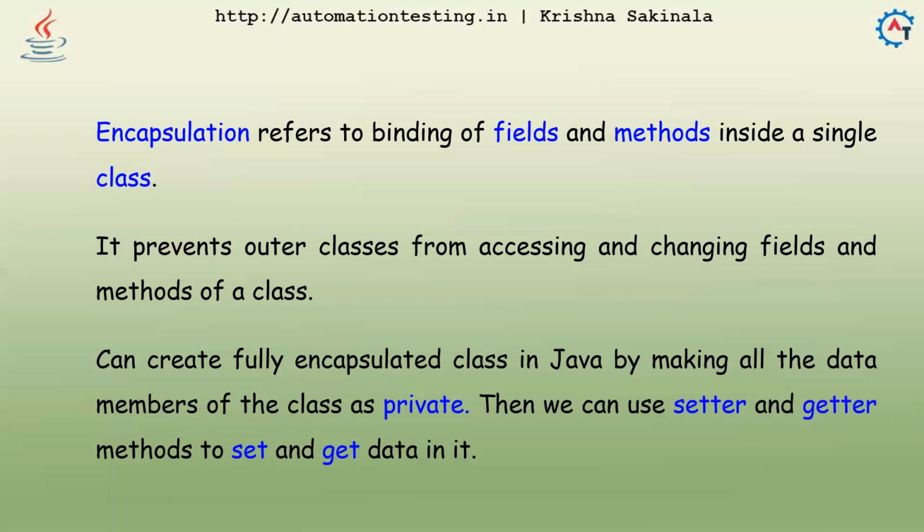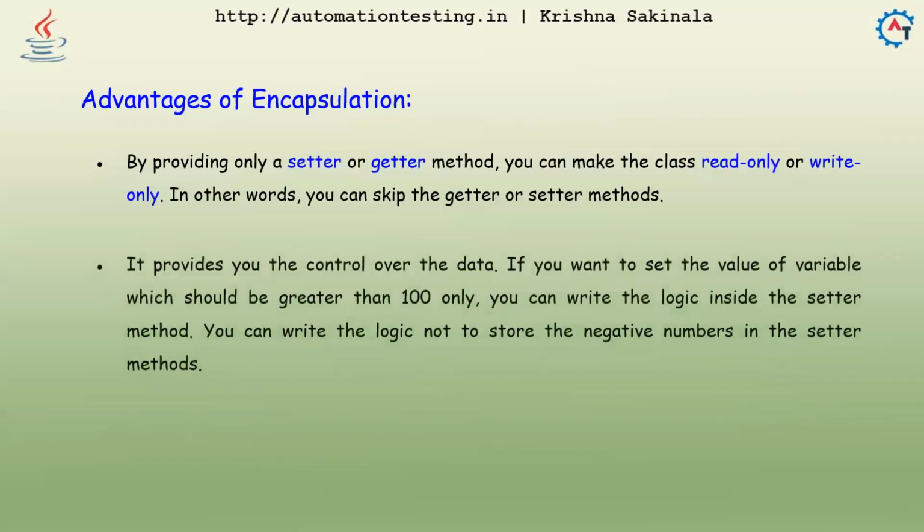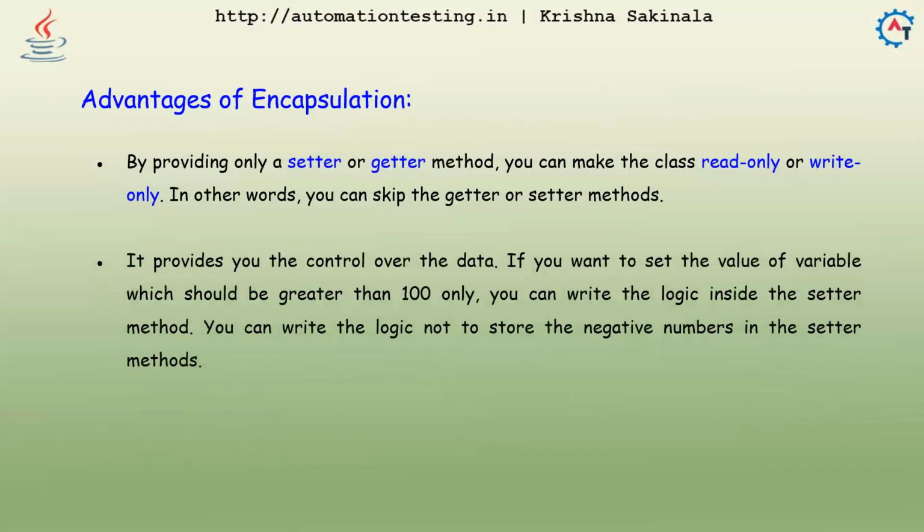But what is the advantage when you use encapsulation? By providing only a setter or getter method, you can make the class read-only or write-only. In other words, you can skip the getter or setter method. So you can restrict access to anything from that class, but if you want to access it, you can use setter and getter methods. It provides you control over the data. If you want to set the value of a variable which should be greater than 100 only, you can write the logic inside the setter method. You can write the logic not to store negative numbers in the setter method.